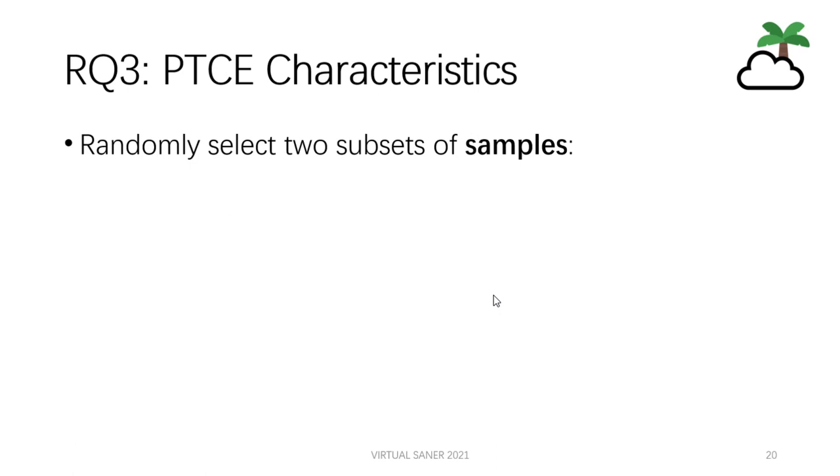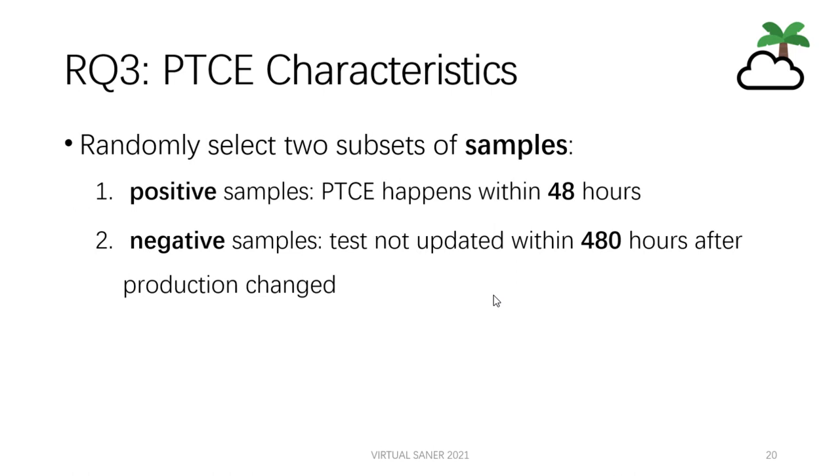The third empirical study tries to gain a deeper understanding of the production test coevolution. We conduct a manual inspection process. First, we randomly select 2 subsets of samples. One is positive samples, in which the coevolution happens within 48 hours, and we also select negative samples, in which the tests are not updated within 480 hours after the production change.